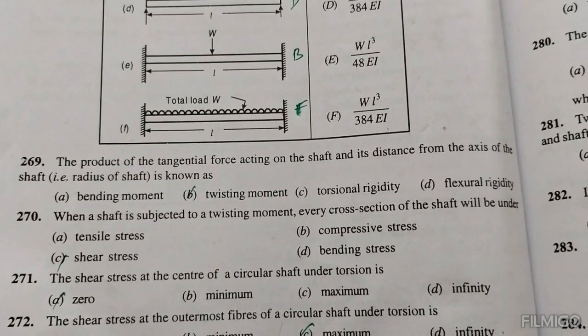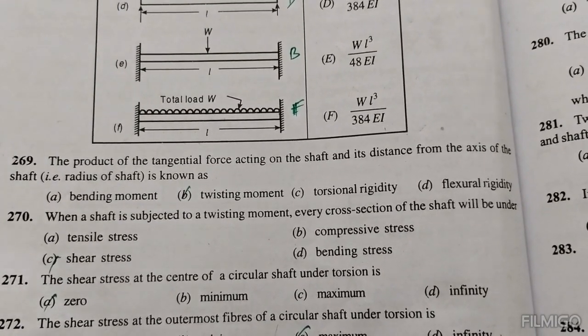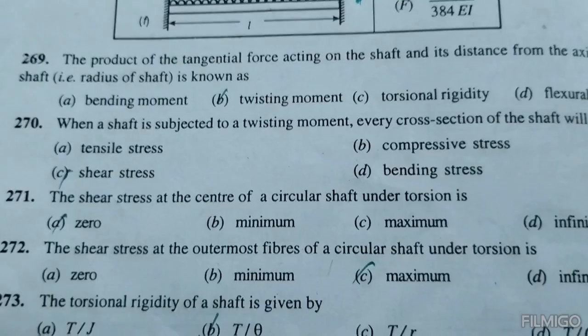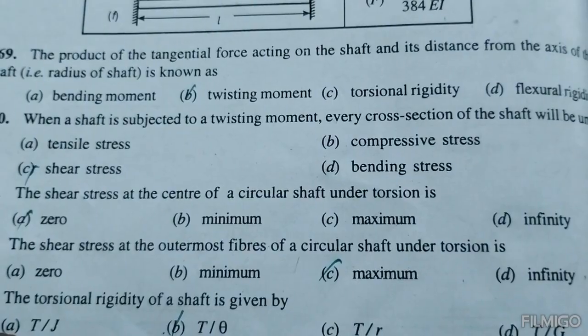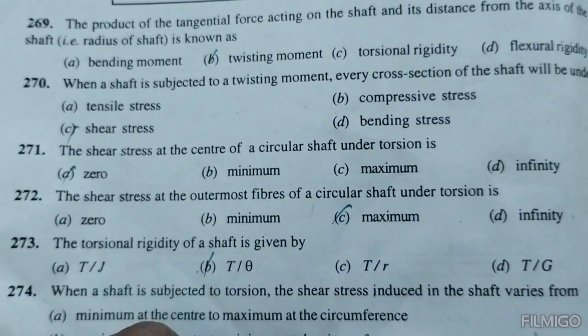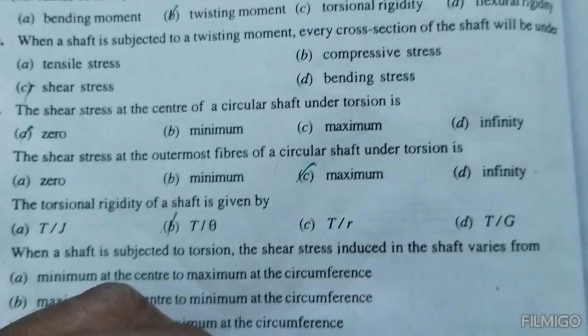The product of the tangential force acting on the shaft and its distance from the shaft axis is known as twisting moment. When a shaft is subjected to twisting moment, every cross section of the shaft will be under shear stress. The shear stress at the center of a circular shaft under torsion is 0. The shear stress at the outermost fiber of a circular shaft under torsion is maximum.